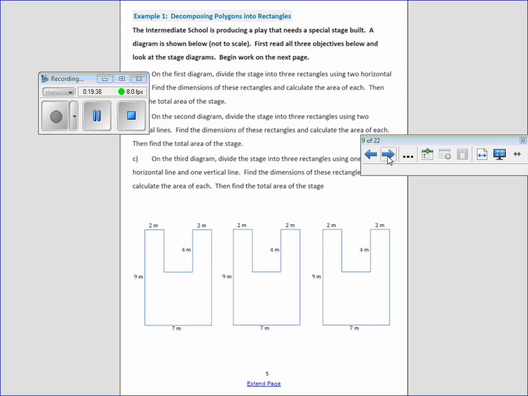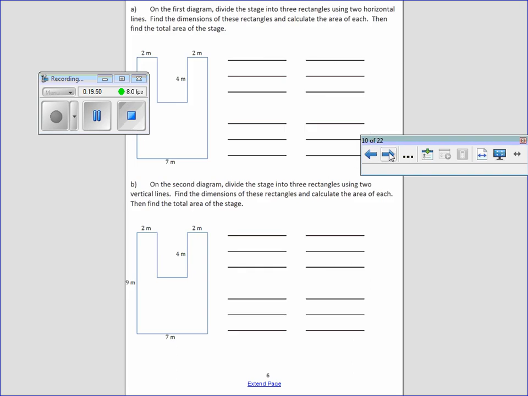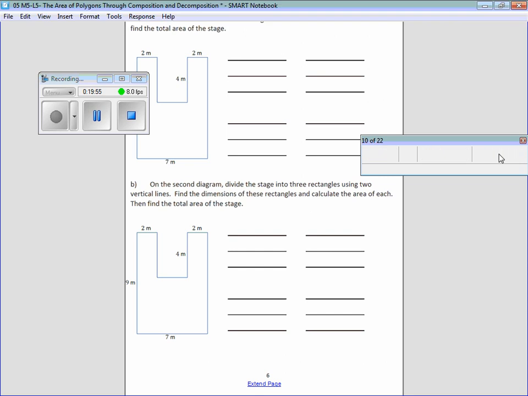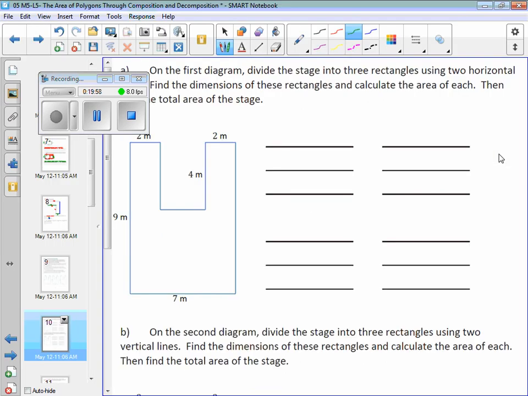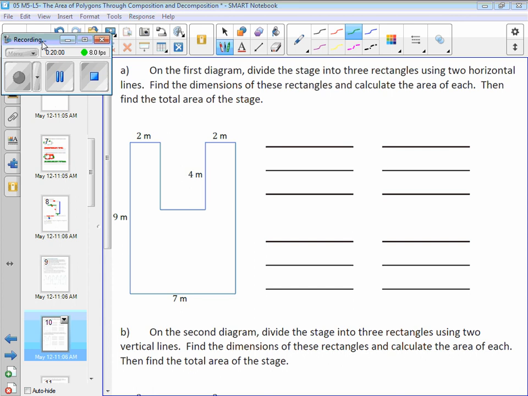This is a summary page of what we're going to be doing. They call these stages. And you got to break up the stage 3 different ways and find the area. So this kind of tells you what the activity is about. But if you go to the next page, page 6, it's our actual work page, and we'll do this together. Part A, they want you to divide the stage into 3 rectangles using horizontal lines, kind of like what we did in the beginning. So everybody make a horizontal line here, and make a horizontal line here.